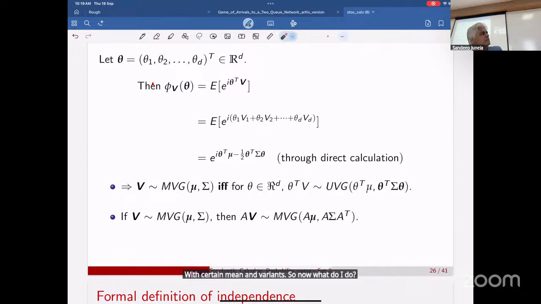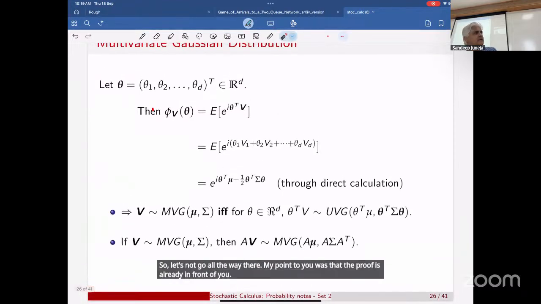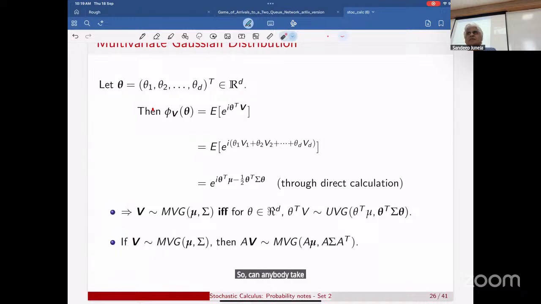If you take the basis vectors, you have n linearly independent univariate Gaussians. It's not saying it precisely, but those are the basis vectors, and that linear combination is a vector of n linearly independent univariate Gaussians. This has to be multivariate Gaussian. So let's not go all the way there. My point to you was that the proof is already in front of you. Can anybody take a crack and prove this?